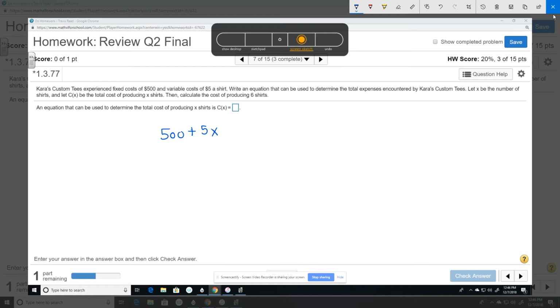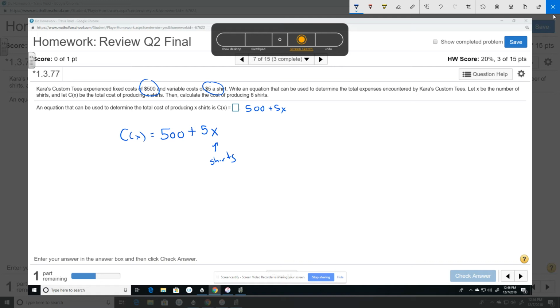Let x be the shirts. So there's my shirts. And let c of x be the total. So my total cost is my fixed cost plus the cost for however many shirts I make. So c of x, my total cost, equals the $500 plus 5 times x. So that would be part 1: 500 plus 5x, where x represents the number of shirts.